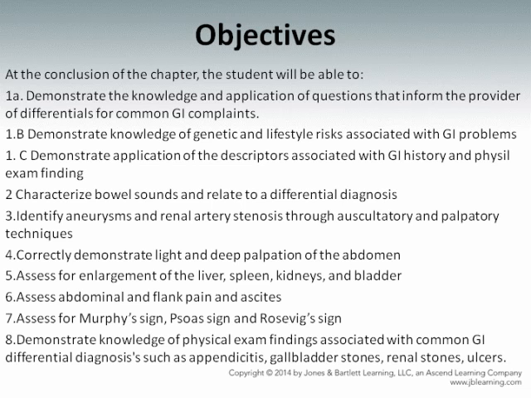You'll be doing that in clinical. Quickly demonstrate light and deep palpation of the abdomen, which again you'll do in clinical. Assess for enlargement of liver, spleen, kidneys, and bladder, which is also your physical exam in clinical. Assess abdominal and flank pain and ascites. Assess for Murphy sign, psoas sign, and the Rovsing sign, and demonstrate the knowledge of physical exam findings associated with common GI differential diagnoses.